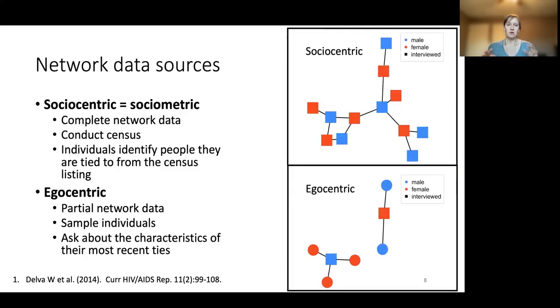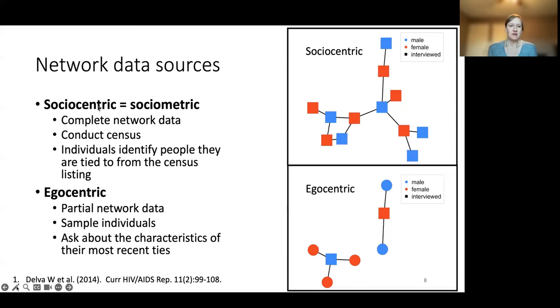And just to give you an overview of what types of network data there are, the first is sociocentric or sociometric data. And I will note that there are a lot of times in these slides that I have put this little equal sign, because people use different terms for the same concept, and it's kind of field dependent. And I'm sure that there are many that I haven't even listed. I think that's one of the most intimidating things as you start thinking about networks, is that there are so many words and the terminology just isn't unified across concentrations.